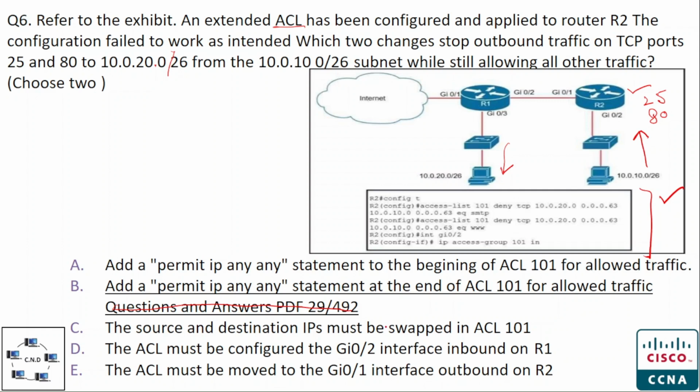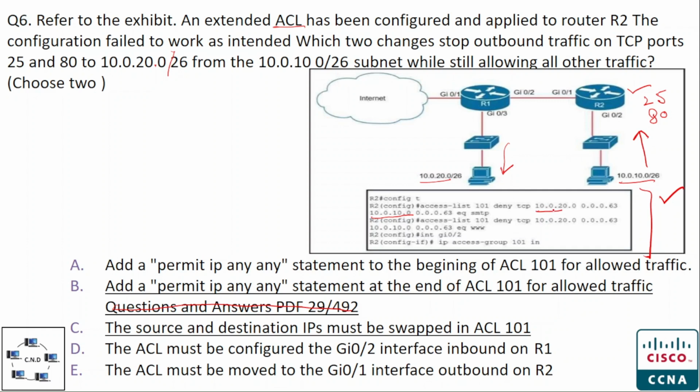And the second correct option is that the source and destination IPs must be swapped in ACL 101. So here in our case, this is the source and this is the destination, while in the configuration they are incorrectly written. In our rules, this is written as the source, while 10.0.10.0 is written as the destination, while in fact this is our source and this is our destination. So these must be flipped.